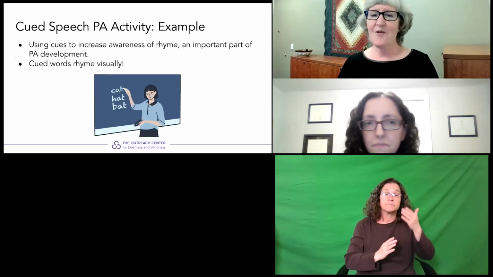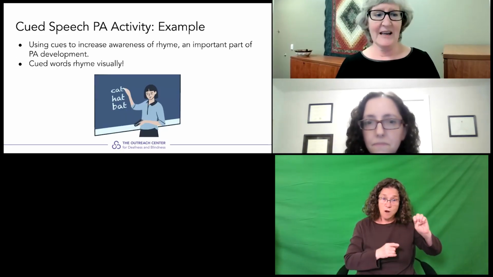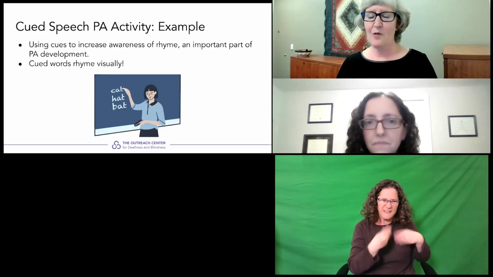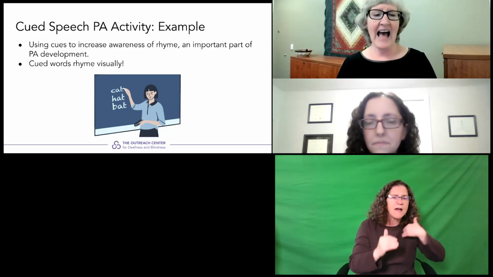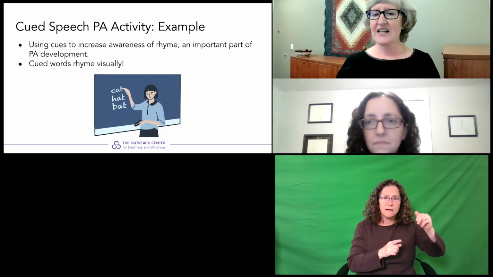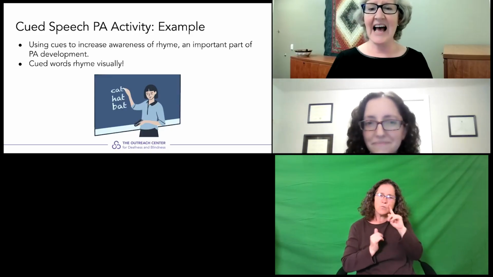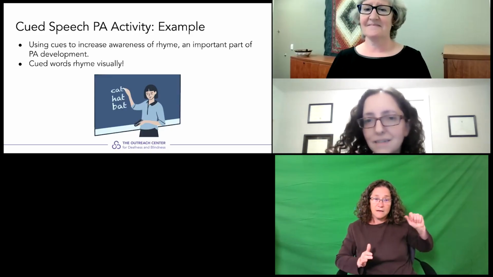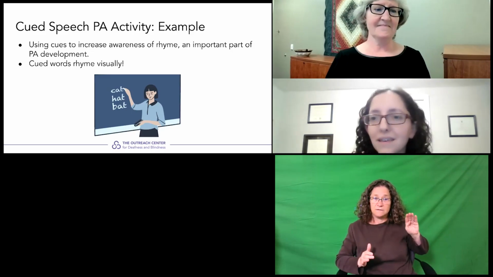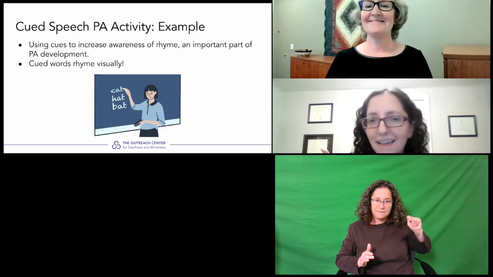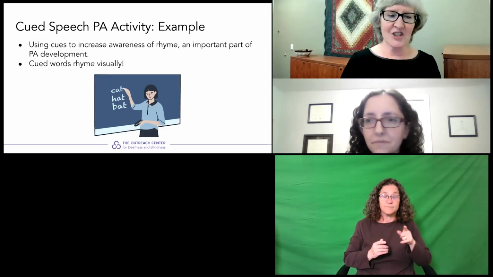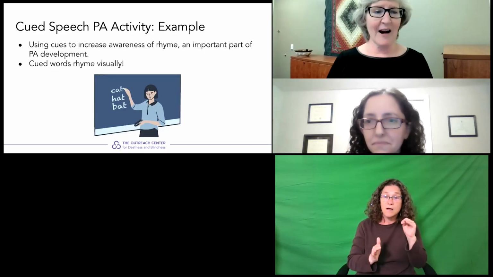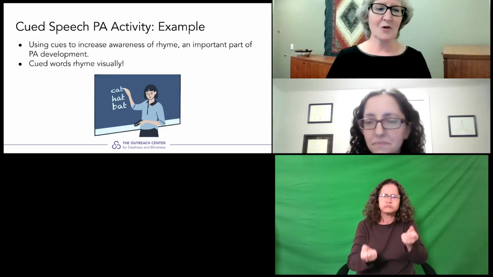Cued words rhyme visually. And we have an example here. We have words on the board in this image of cat, hat, and bat. So Jen, can you demonstrate cat, hat, and bat? Sure. Cat, hat, cat, hat, bat. Showing rhyme visually makes the concept of rhyme more accessible, more concrete.